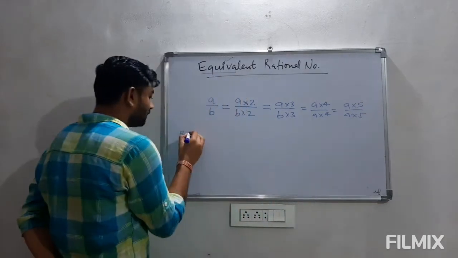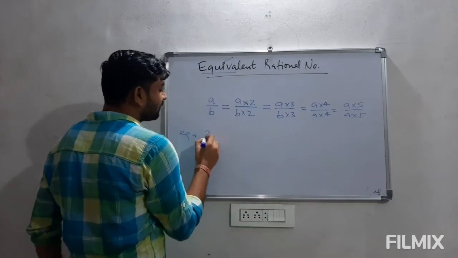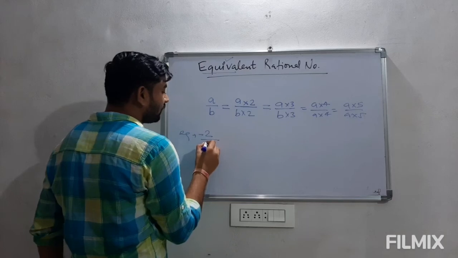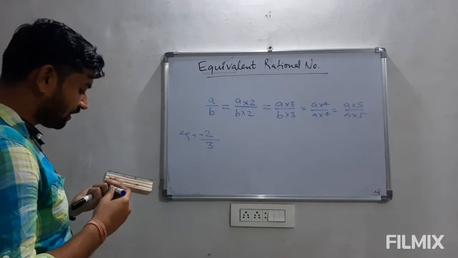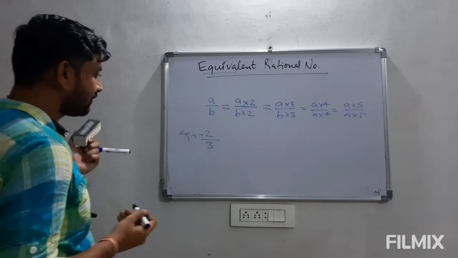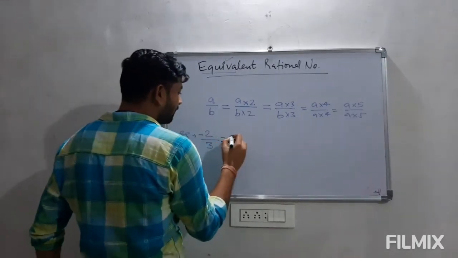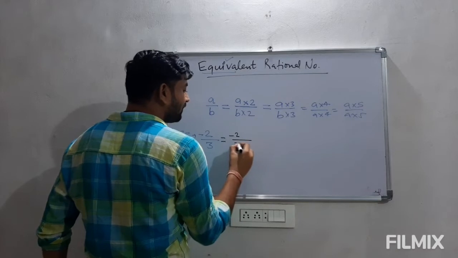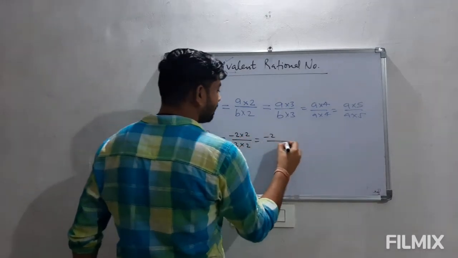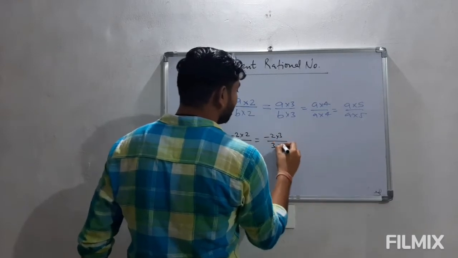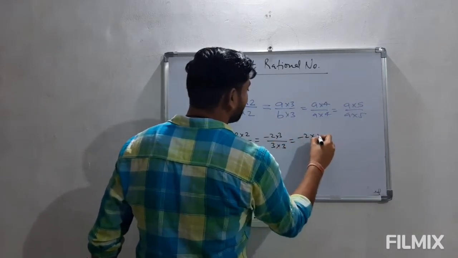For example, suppose I take a simple example, minus 2 by 3. This is a rational number for which I want to calculate equivalent rational numbers. It is very simple. I will write minus 2 by 3 as it is. Then I will start by multiplying by 2, then again by 3, then by 4.